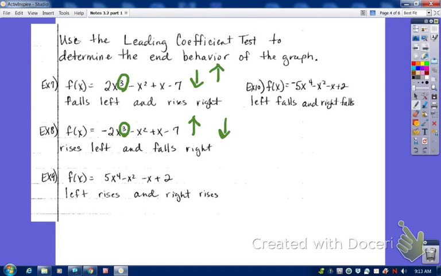Example 9, the degree is even because the highest exponent is 4. That means the ends are going to go in the same direction. The leading coefficient is positive, so that tells us that both ends go up. And you can write the ends going up, or you can write left rises and right rises. And then the last one, the degree is even, but the leading coefficient is negative, so that means both ends go down, or both ends fall. Any questions about how you look at a polynomial and use the leading coefficient test?